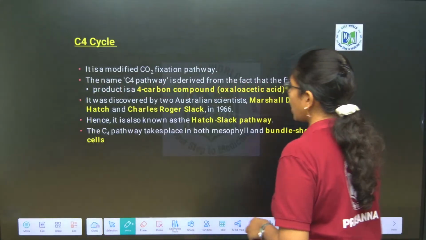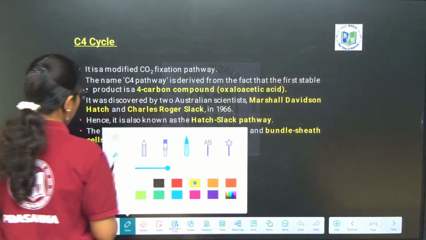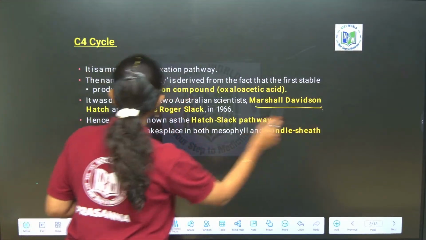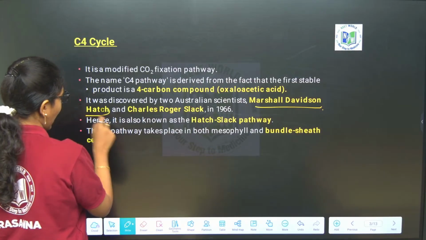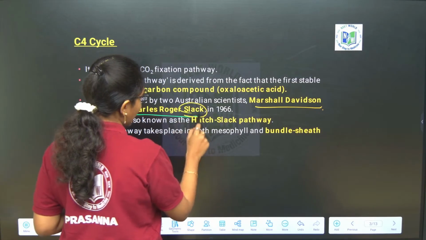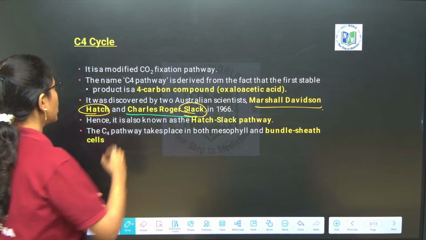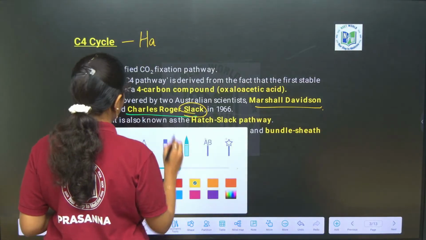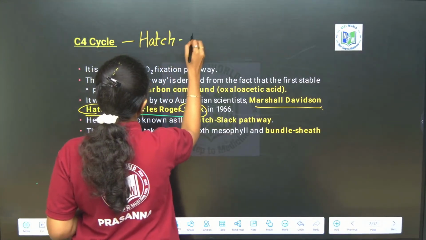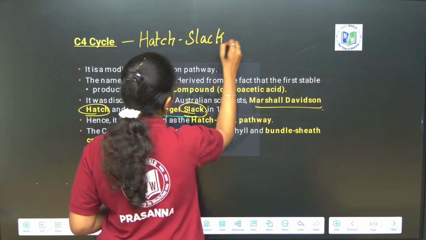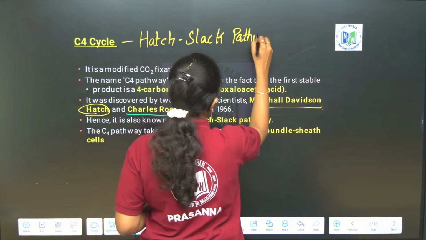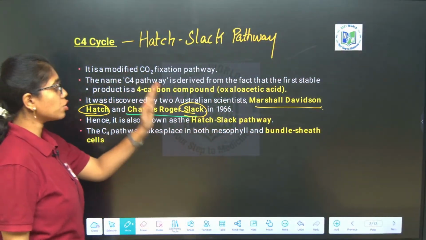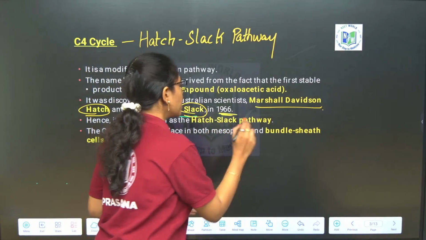So first, let us start with the C4 cycle, which was discovered by Marshall Davidson Hatch and Charles Roger Slack. That is why this C4 cycle is also called the Hatch and Slack pathway. Because of their discoveries, Marshall Davidson Hatch and Charles Roger Slack, in the year 1966.